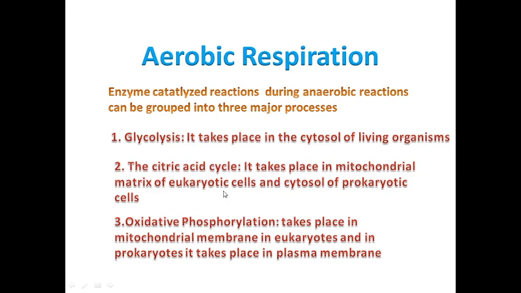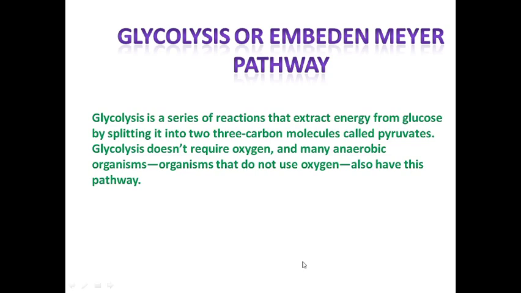The matrix of the mitochondria, like in chloroplast we have stroma, in mitochondria we have matrix. It takes place in the mitochondrial matrix of eukaryotic cells, and prokaryotic cells like bacteria don't have any mitochondria or organelle differentiation. So where does the citric acid cycle take place in prokaryotes? It takes place in the cytosol. And oxidative phosphorylation is the third major process of aerobic respiration. It takes place in the mitochondrial membranes of eukaryotes, and in prokaryotes it takes place in the plasma membrane.